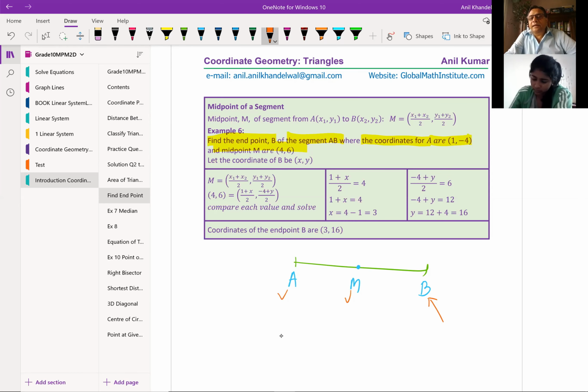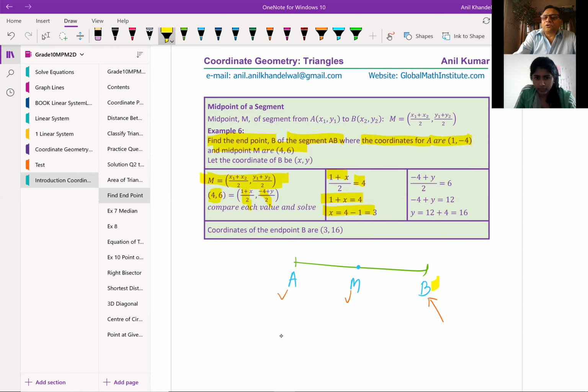So in this particular case, again use the same midpoint formula, which is right there, correct? But you know the midpoint, so substitute the midpoint and substitute whatever you know, the A values. And then equate similar terms. So first term 1 plus x over 2 should be equal to 4, and then simplify and get the value of x.